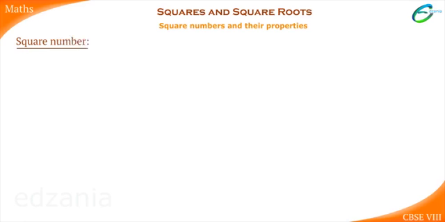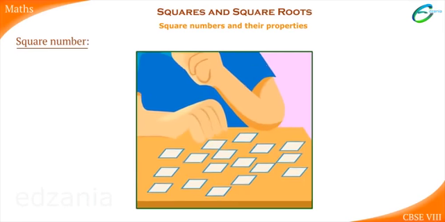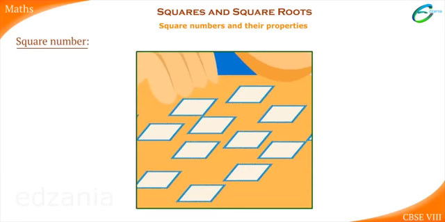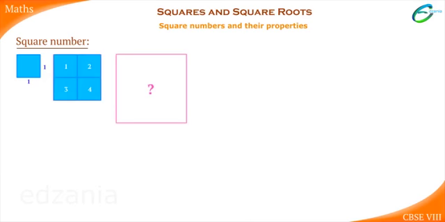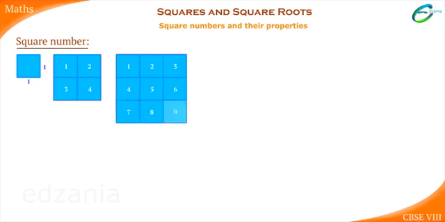Introduction to square numbers. How many stamps are there? 1 stamp. How many stamps are there? 1, 2, 3, 4. 4 stamps. Now how many stamps are there? 1, 2, 3, 4, 5, 6, 7, 8, 9. 9 stamps. Now count the number of stamps.